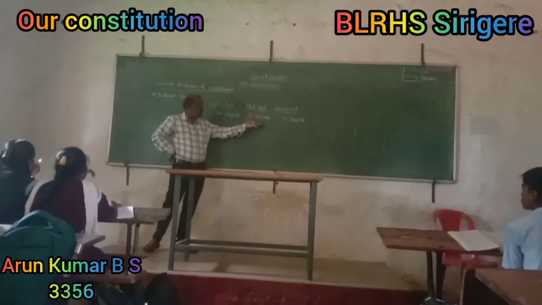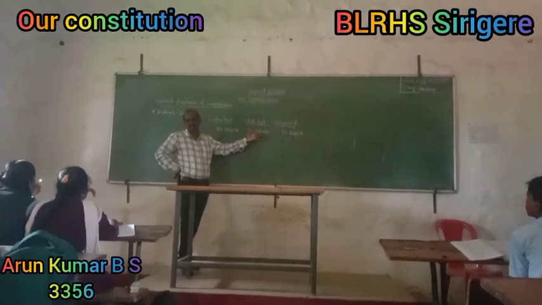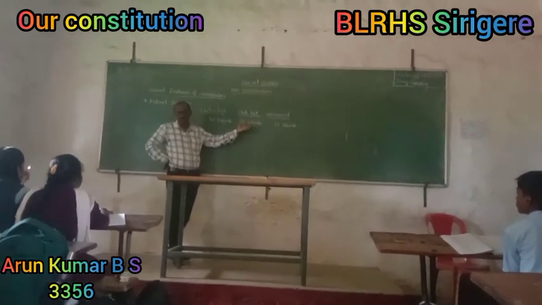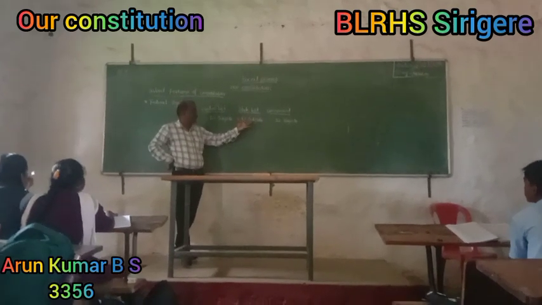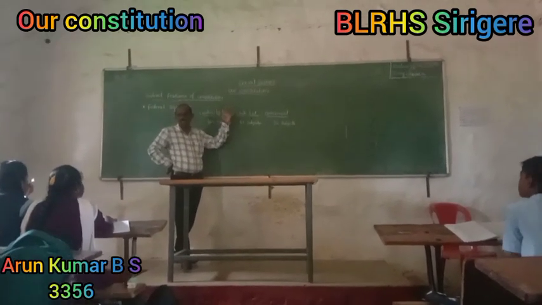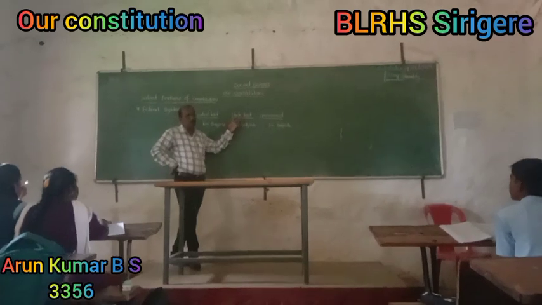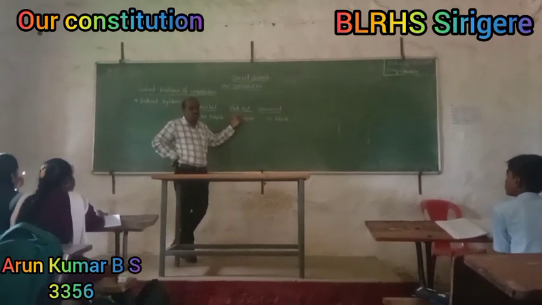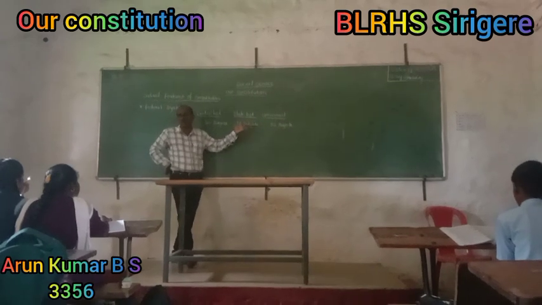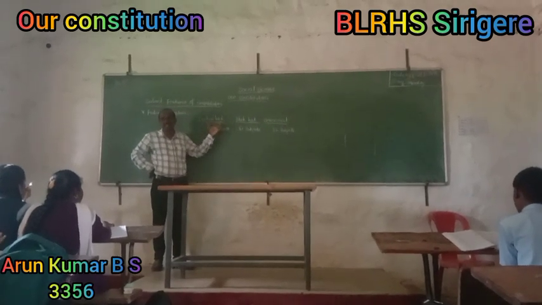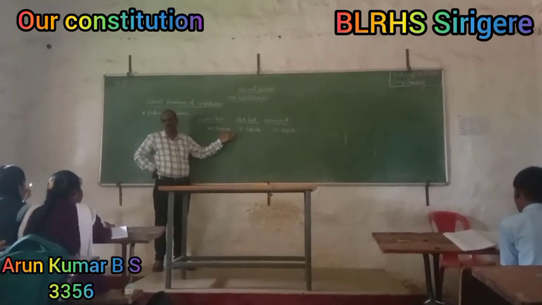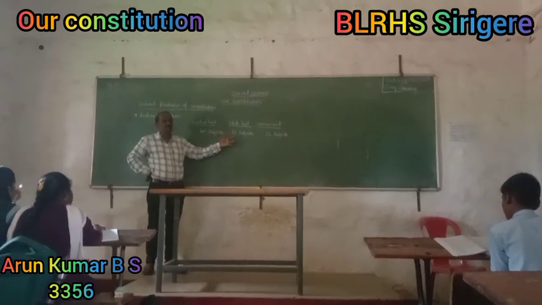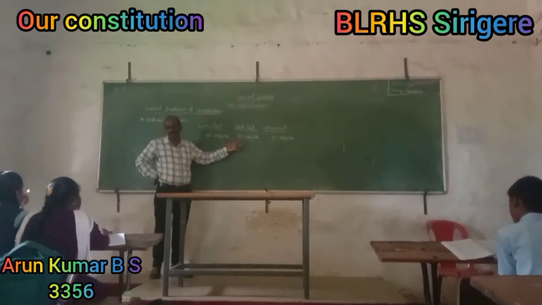And the 61 subjects are in the state list. State list means it belongs to the state government. So in these 61 subjects, state governments have all the power to take decisions. The central government should not interfere. All the power of taking decisions on these 61 subjects belongs to the state government.